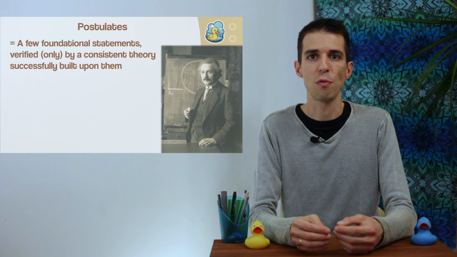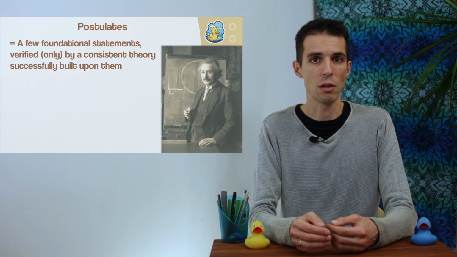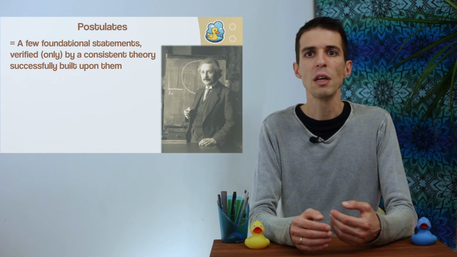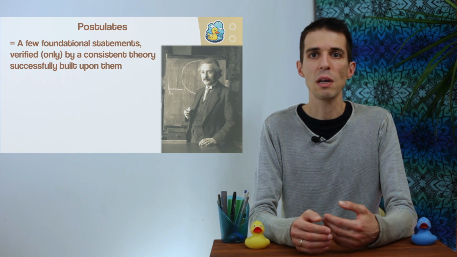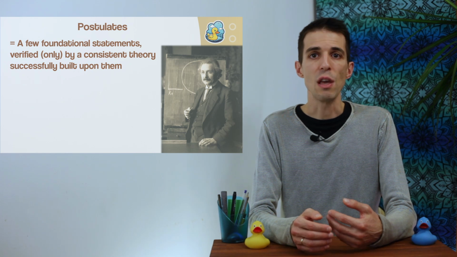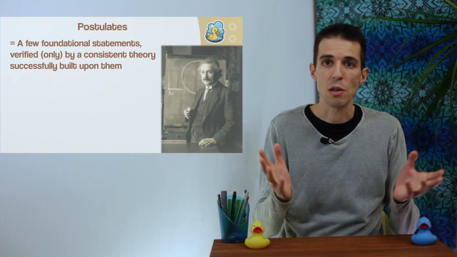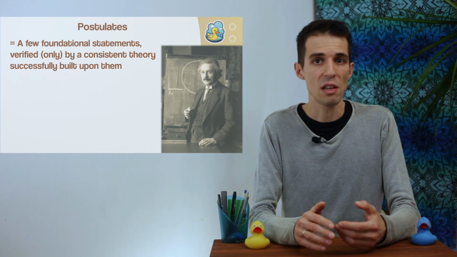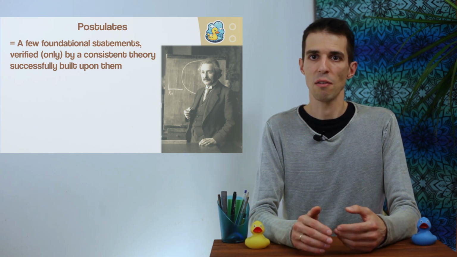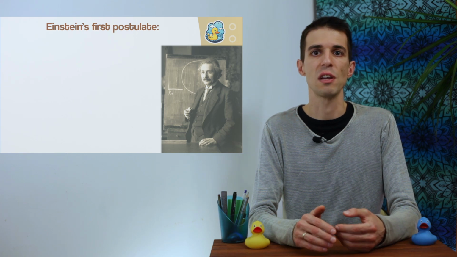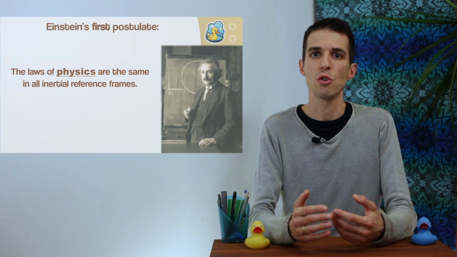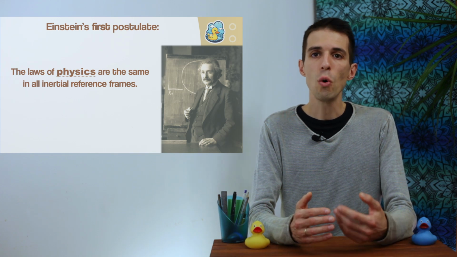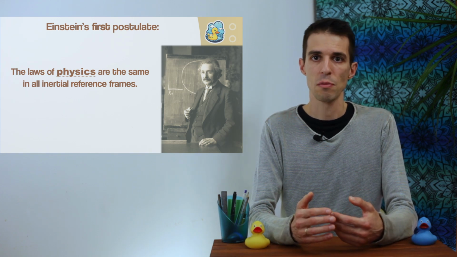Postulates are a small number of fundamental statements which a theoretical scientist, or a team of them, does not aim to prove. Instead, they conditionally accept them and they see them verified if they can build a consistent, robust theory upon them, which, when tested, matches experimental evidence. Einstein's first postulate states that all laws of physics, or more precisely of nature, are the same in all inertial reference frames.